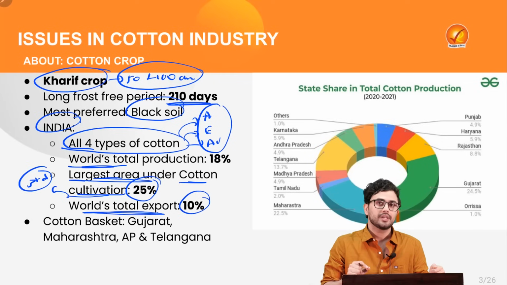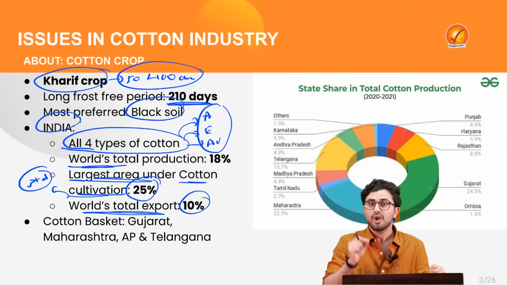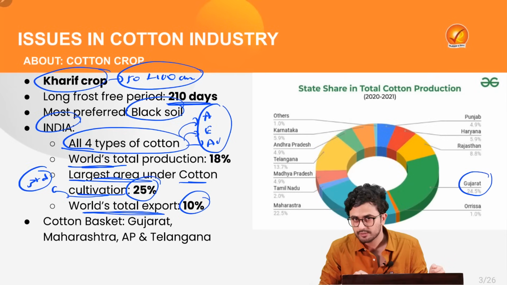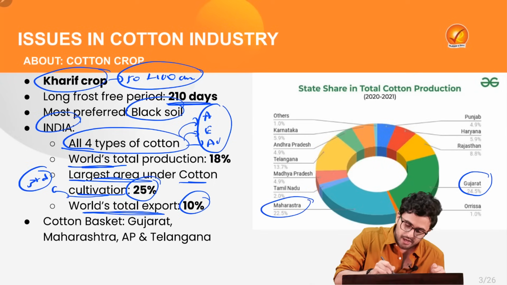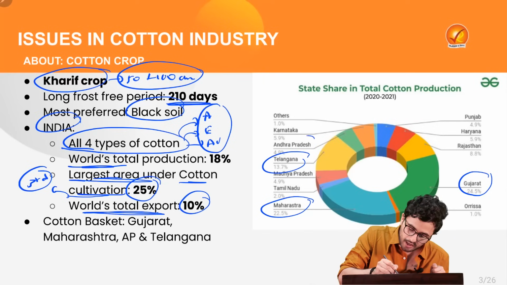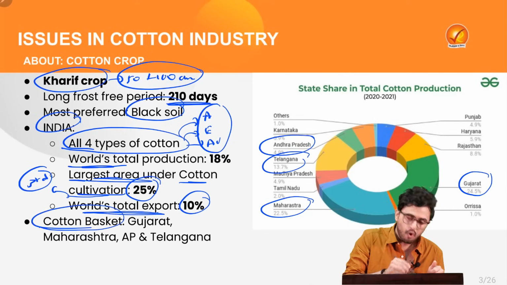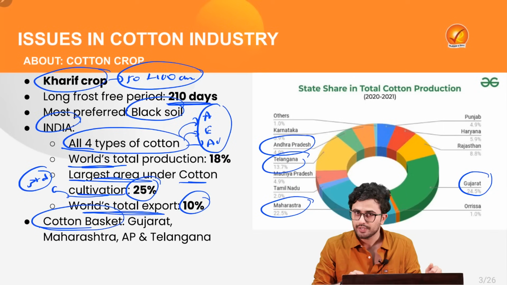In our country, Gujarat has the distinction of being the state with the largest cotton production, closely followed by the state of Maharashtra, Telangana and Andhra Pradesh, together which they form the cotton basket of our country.